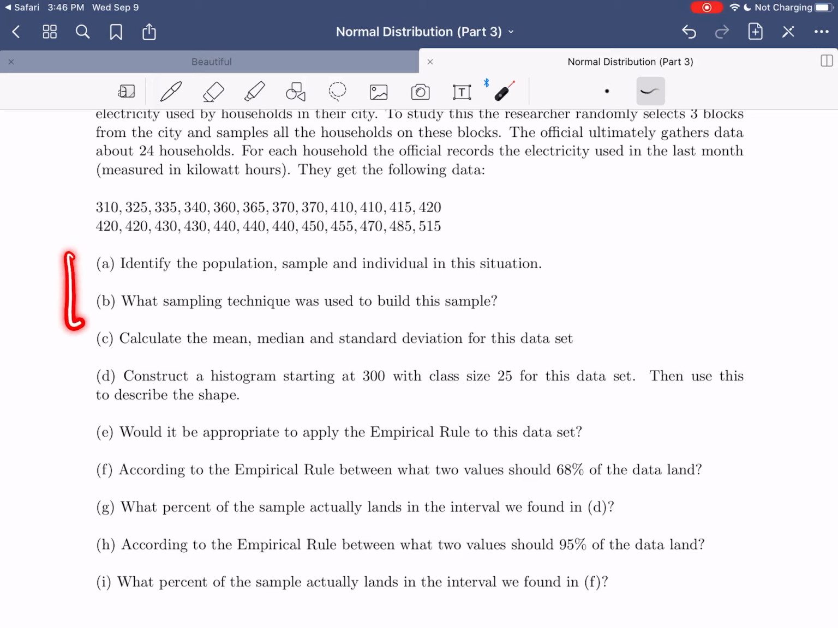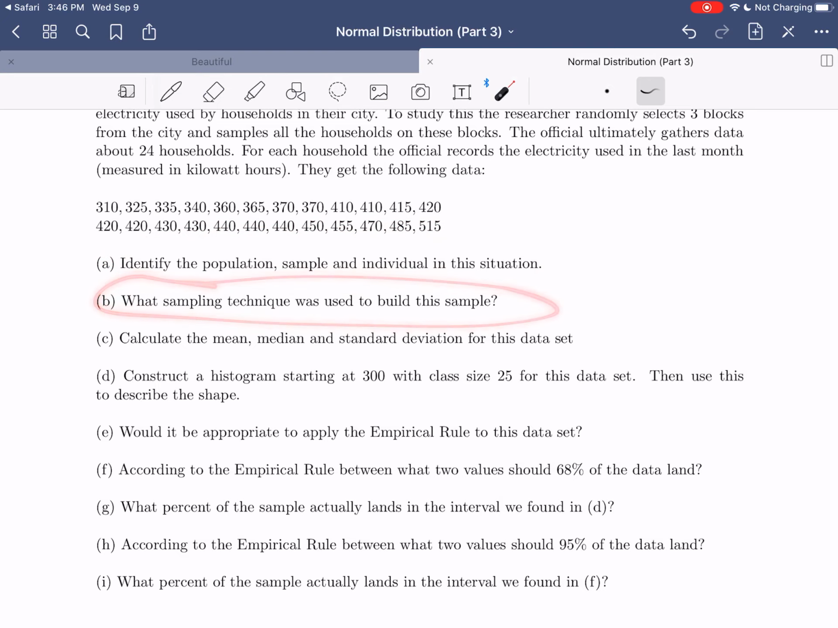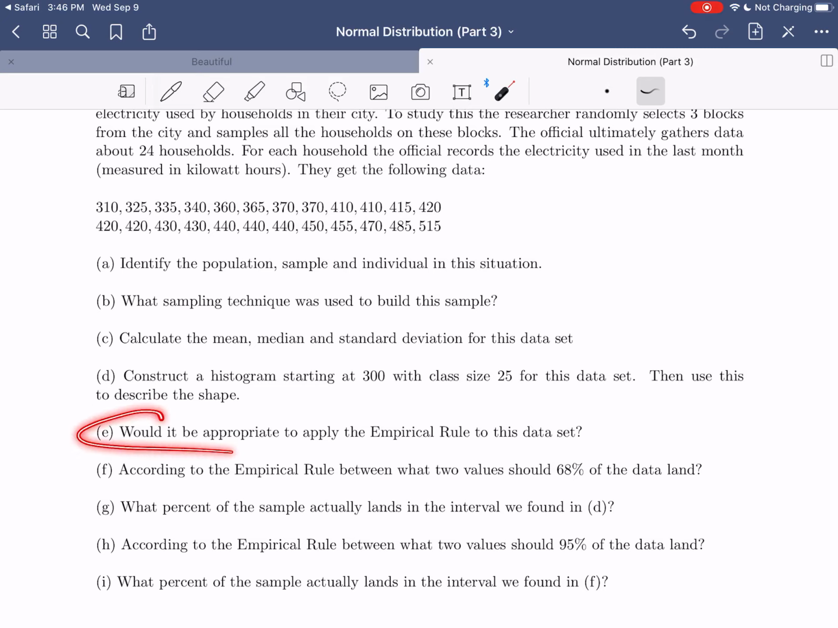A couple basic terminology things from way back earlier in our class. Population, sample, and individual. Sampling technique. Basic statistical measures, mean, median, standard deviation. Another visual display, a histogram. Then we'll get to talking about whether or not the empirical rule is appropriate for this data set, and then we'll make some predictions and see how accurate those predictions are based on the empirical rule. So let's go ahead and see.